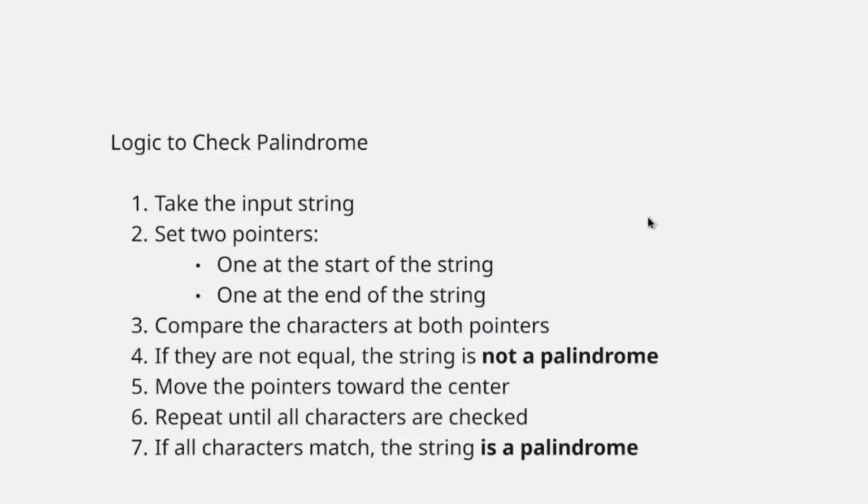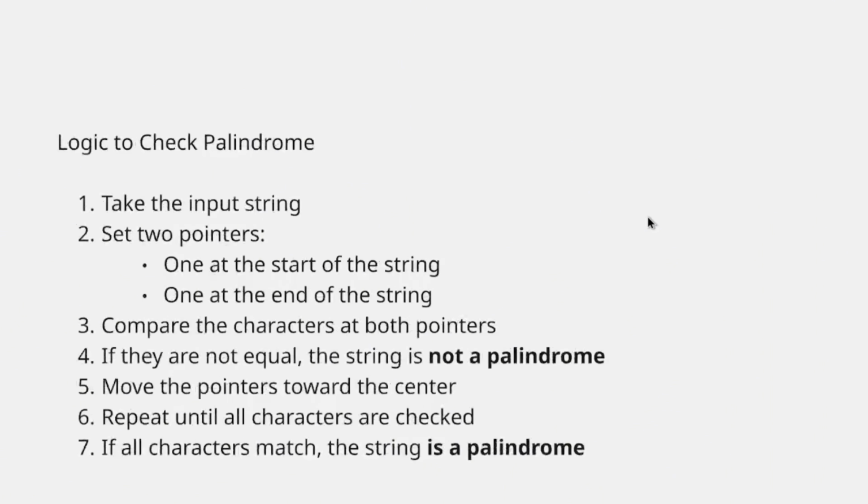So for that we are using the two pointer method. In the two pointer method, one pointer starts from the beginning and another pointer starts from the end of the string. We compare the characters at both positions. If they match, we move both pointers towards the center. And if at any point the characters don't match, we immediately know the string is not a palindrome. This approach is efficient and avoids unnecessary operations also.